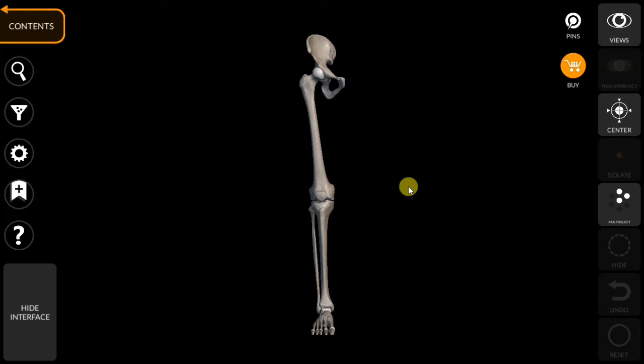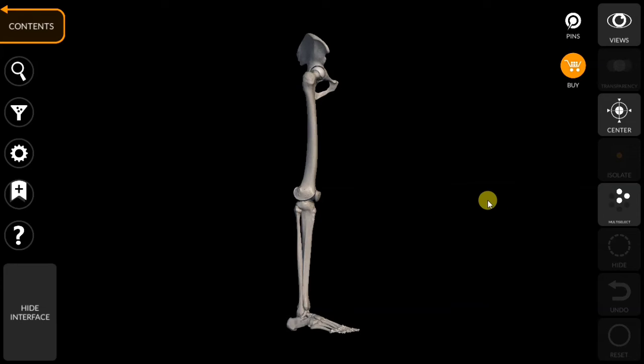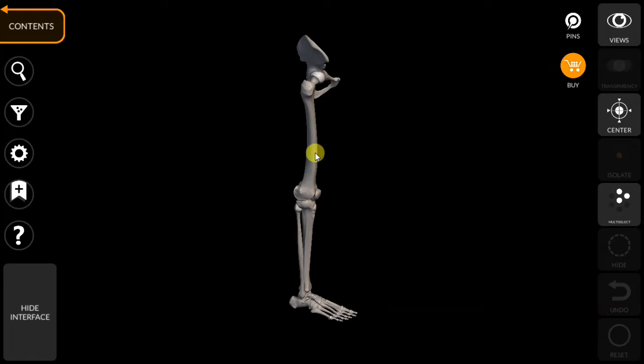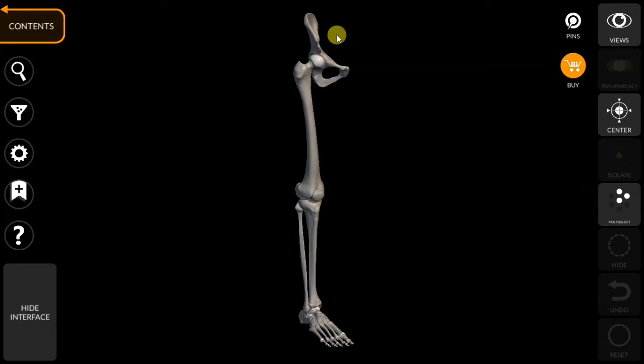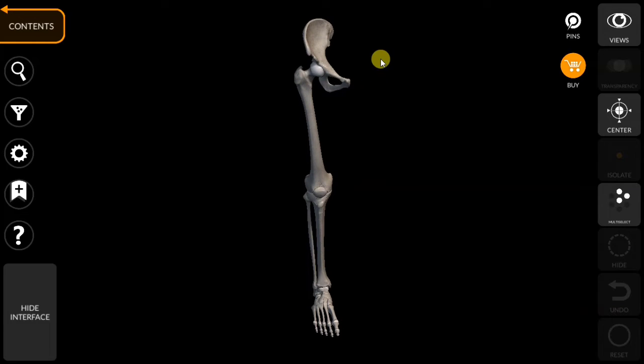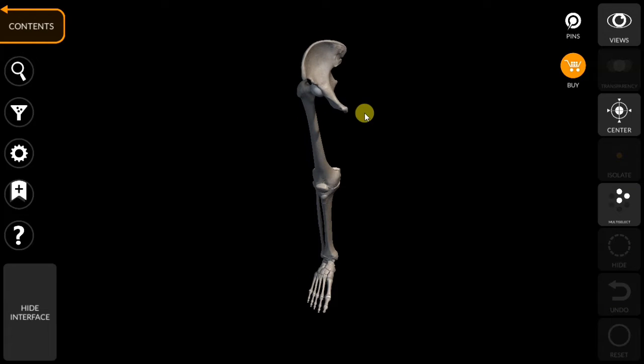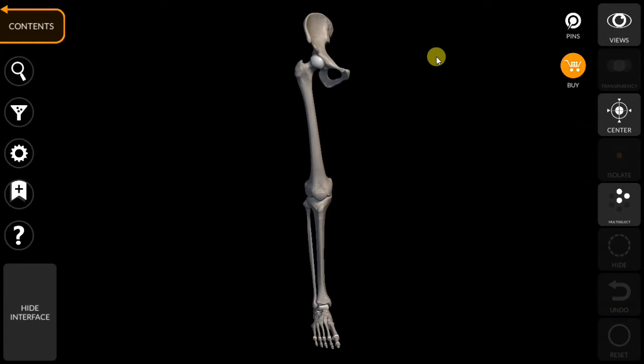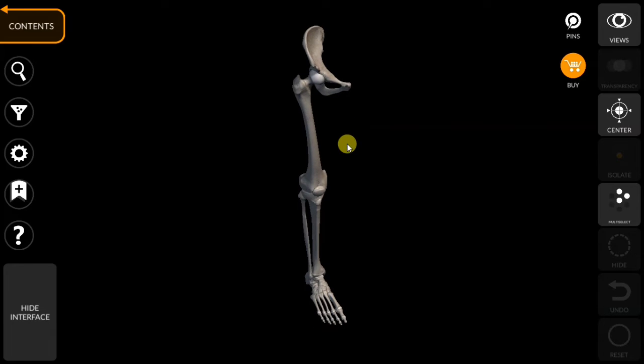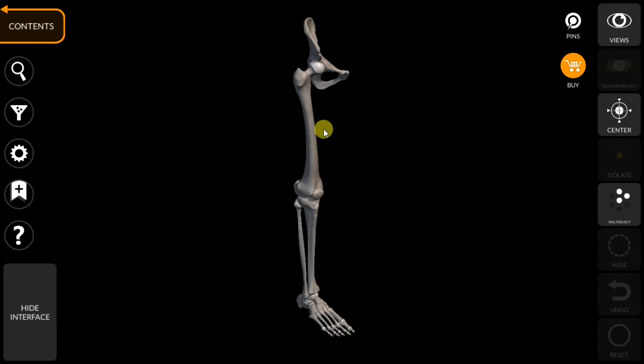The topic for today's lecture is the bones of the lower limb. We have completed the section of the upper limb. Now we are going to start with the bones. So let's get started. I have this atlas in which we can see each and every bone with their characteristics and features. First of all, a brief overview of the bones.